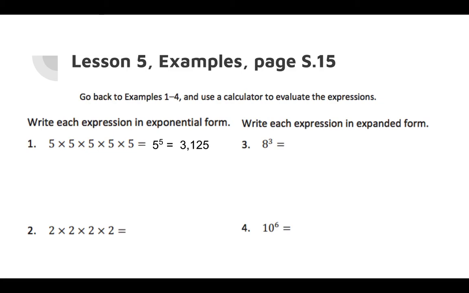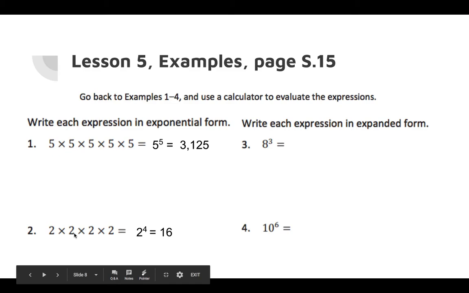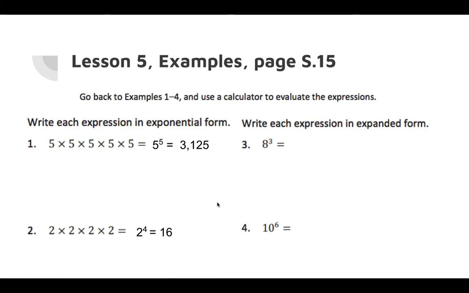Let's go on. 2 times 2 times 2 times 2 is 2 to the 4th power, and so that is 16, because 2 times 2 is 4, times 2 is 8, 8 times 2 is 16. 8 cubed, once again, 8 times 8 times 8, and that equals 512.